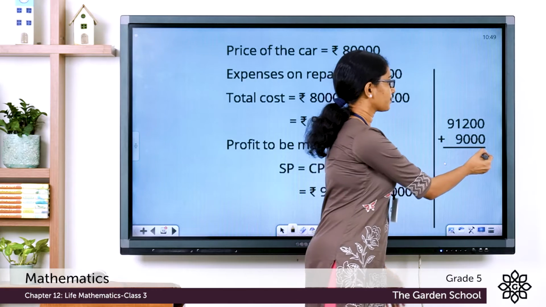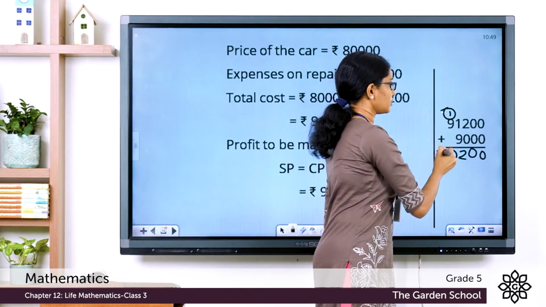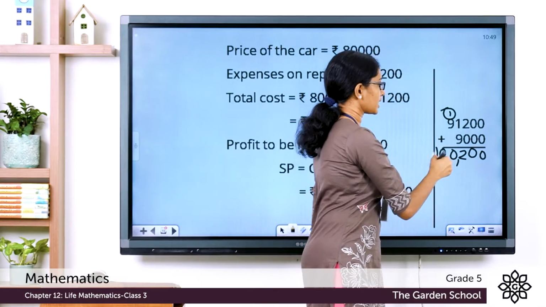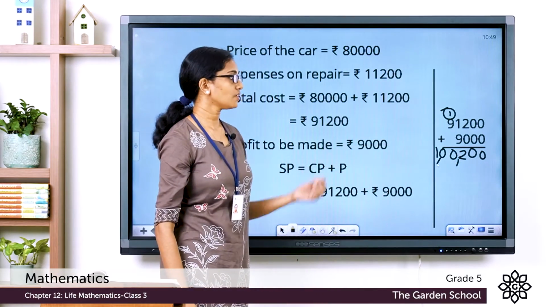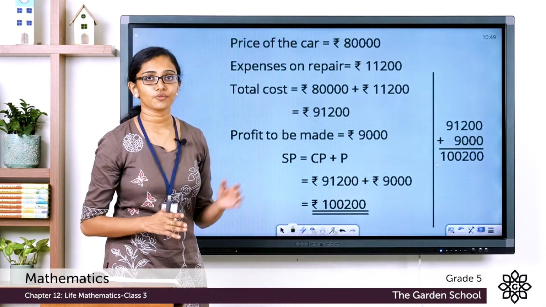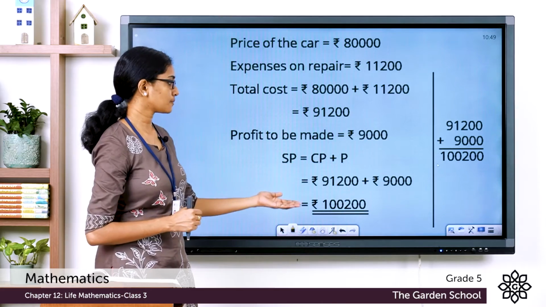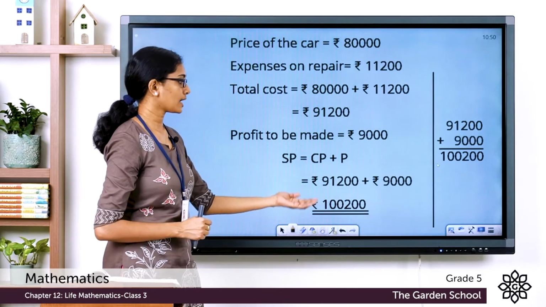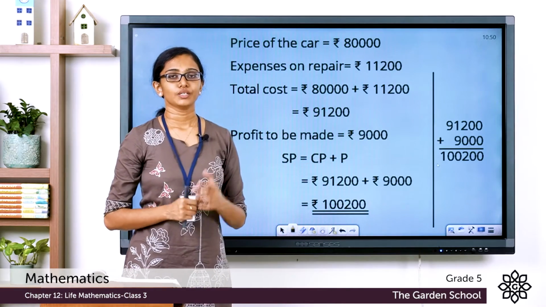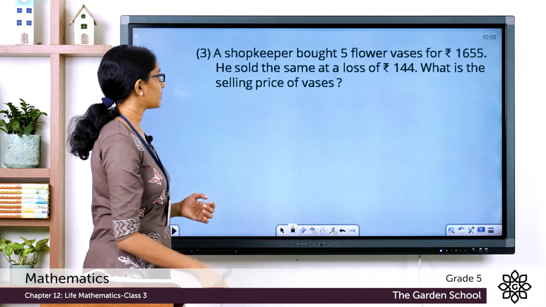So here we have 0, 0, 2, then carry over here. Now, what is the amount? It is a total of 1,200,000. So, to make a profit of rupees 9,000, Sanjay should sell the car at a price of rupees 1,200,000. So, I hope this question is clear to you. Now, let's see one more example.